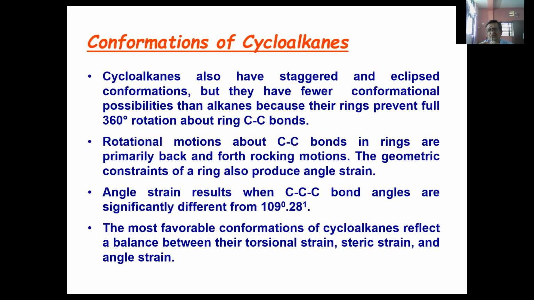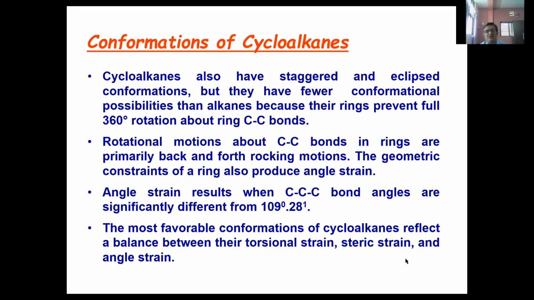But in fact, if you make a ring, then the bond angle gets distorted. This would cause strain in the molecule. This is supposed to be a strain due to what? The angle of deviation. So it is also called angle strain.